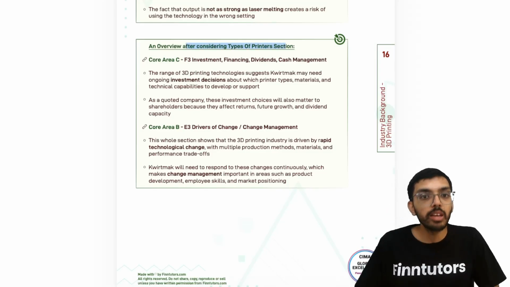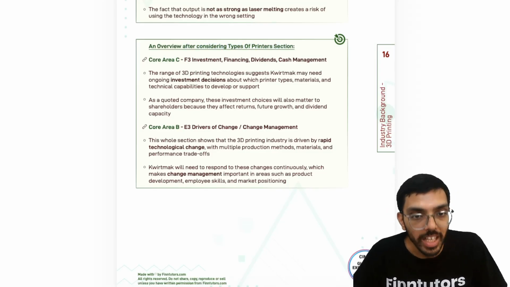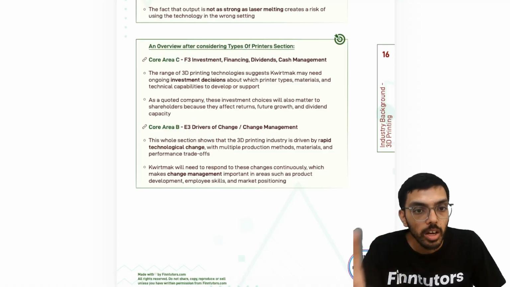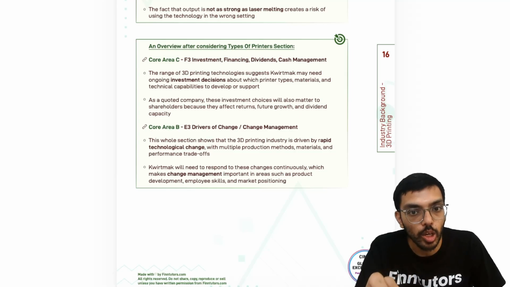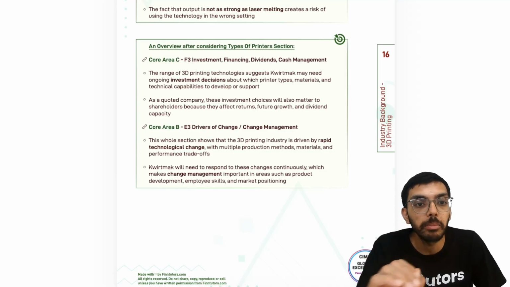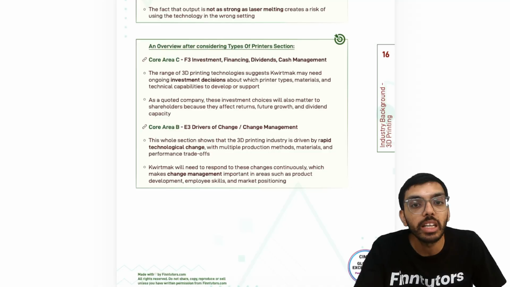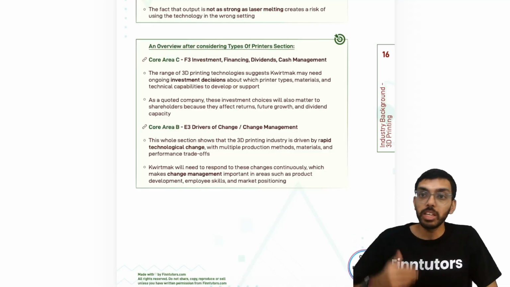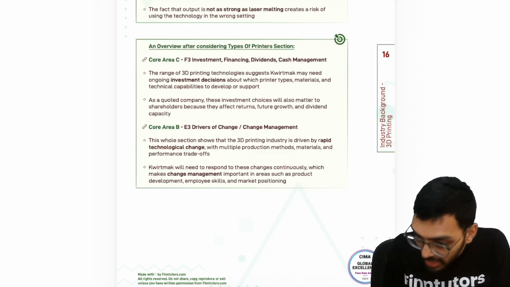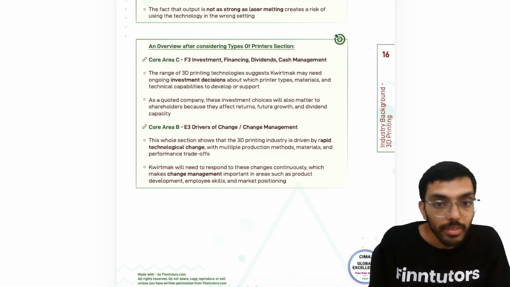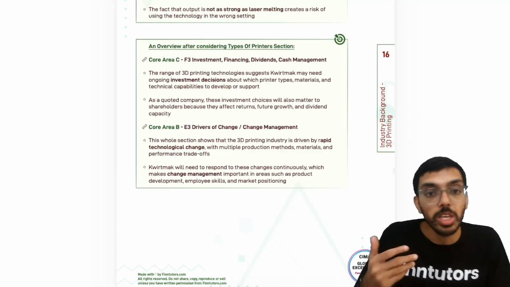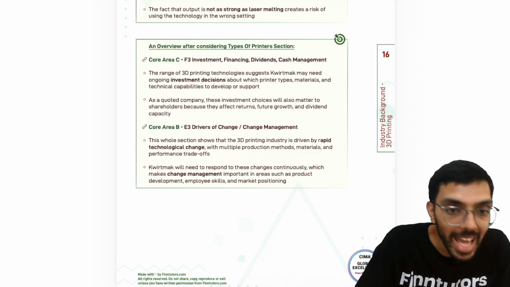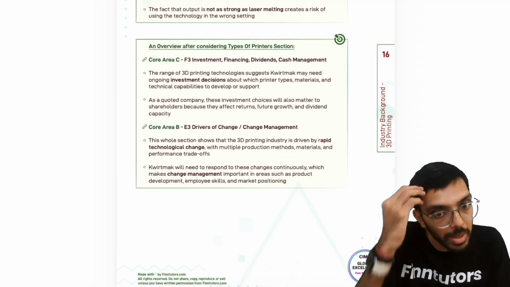And after reviewing the types of printers section, some points are coming to my mind. The range of 3D printing technologies suggests that Kwirtmak may need ongoing investment decisions. There are different kinds of printers, so there might be new printers which come up. So I need to keep investing. If I need to keep investing, I need to keep raising finance. So my financing decision, my dividend decision, my cash decision, all of these come into the picture.